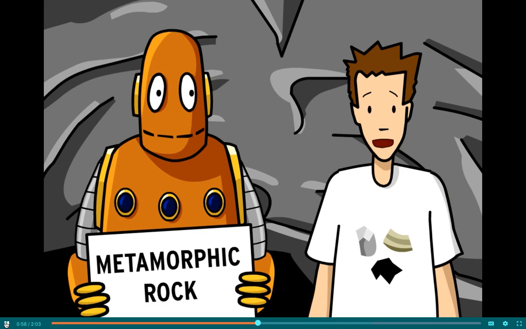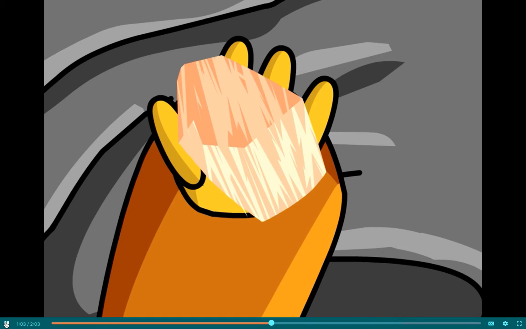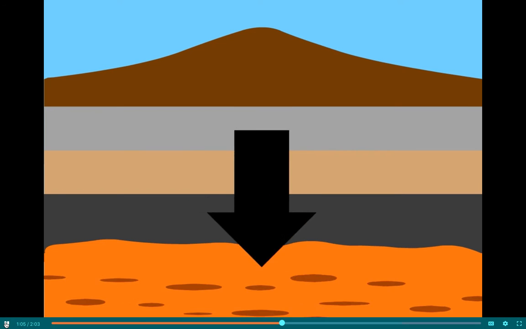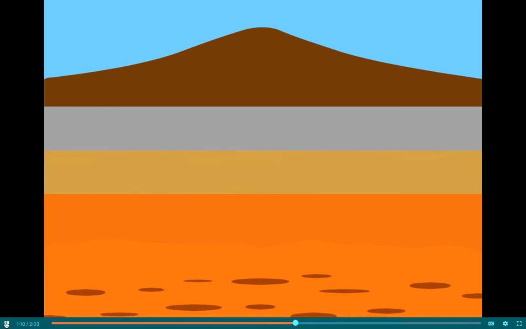What? Sure is hot down here. Hey, that's a metamorphic rock. The rocks below the Earth's surface are under a lot of pressure from the rock layers above. Enough heat and pressure will turn those rocks back into molten magma.